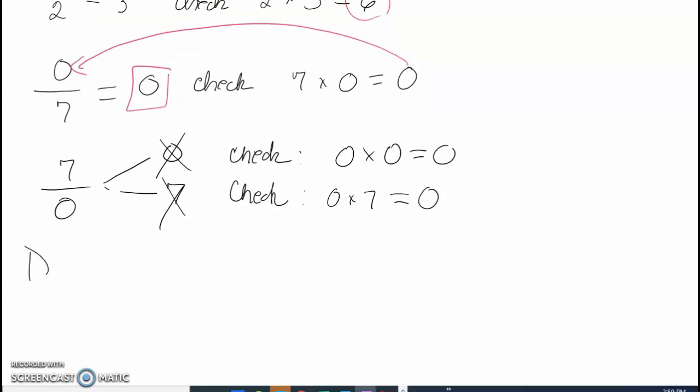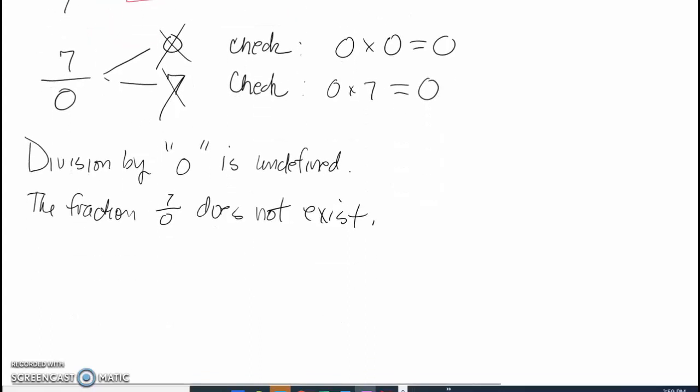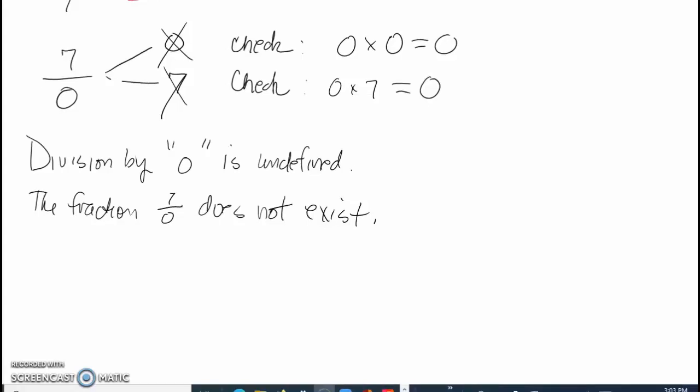So what we say is division by the number 0 is undefined, or we can say the fraction 7 over 0 does not exist if we're dealing with the set of real numbers. All right, in the future, I think that you'll be exposed to some other ideas, and I'll leave that for now. Okay, let's try another example.